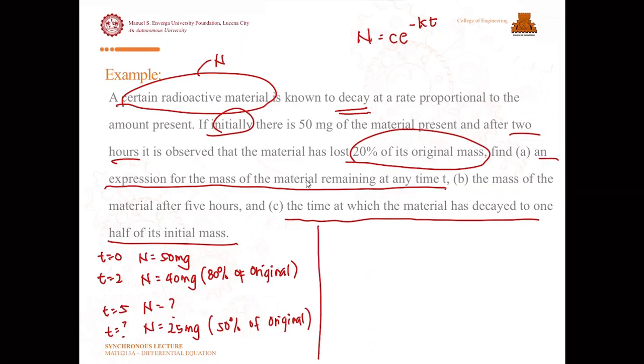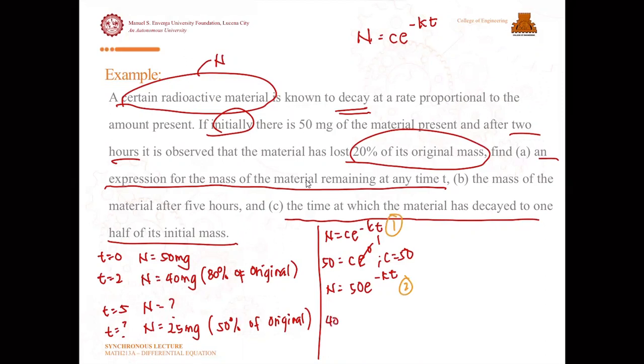So when we solve now, N is equals to C E negative KT. Let's do the initial first. So 50 is equals to C E raised to 0, so 1. So our C is 50. So our equation will now be N = 50 E negative KT. So this is our second equation, after the first equation.